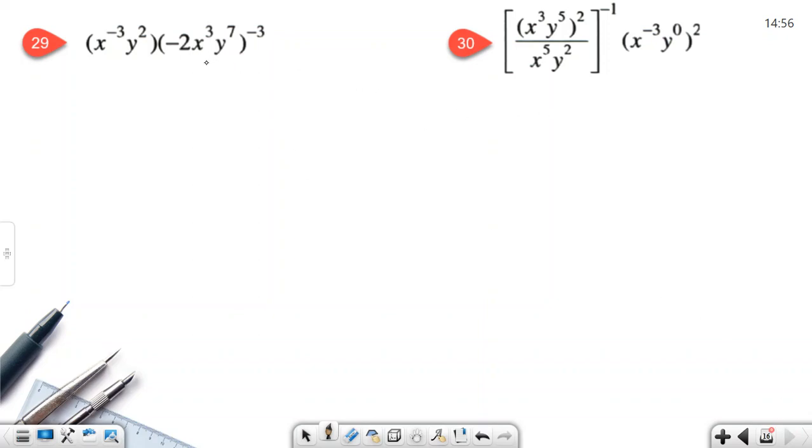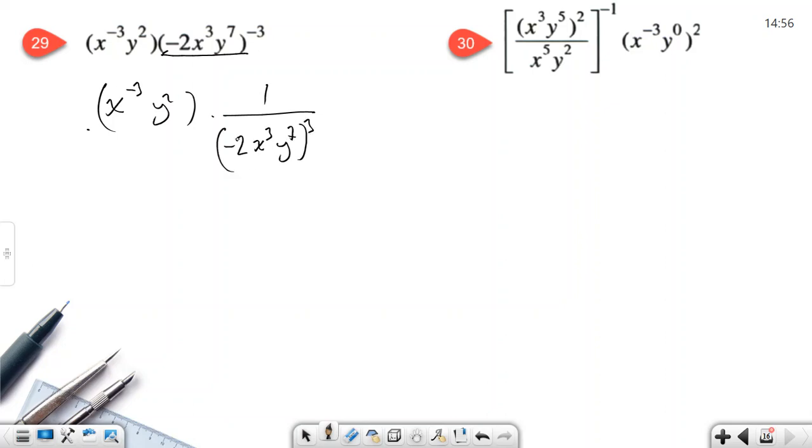These are very long and look very complicated. There is nothing to worry about. Here, this is one parenthesis, and this negative 3 is the power of that parenthesis. So to write it, x to the minus 3 y squared, and this multiplied by 1 over negative 2 x to the power of 3 y to the power of 7, to the power of 3. This 3 is the power of negative 2, the power of x cubed, the power of y cubed.